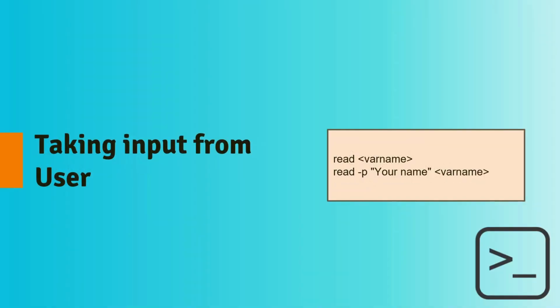Next is how to take input from the user. For that, you can run a read command, and you can mention the name of the variable. Whatever value you read will be assigned to the variable. Also, you can add a string to this command if you want to print anything else apart from the variable name. That is also possible.